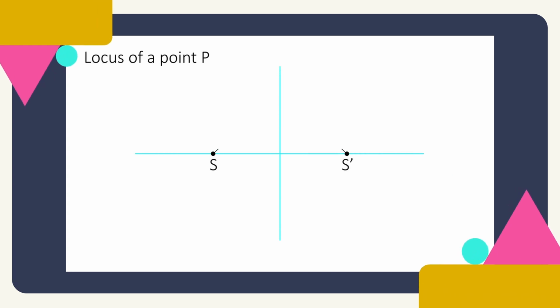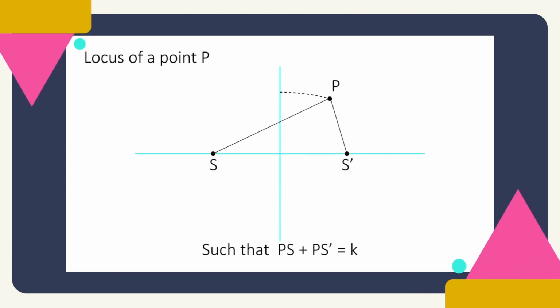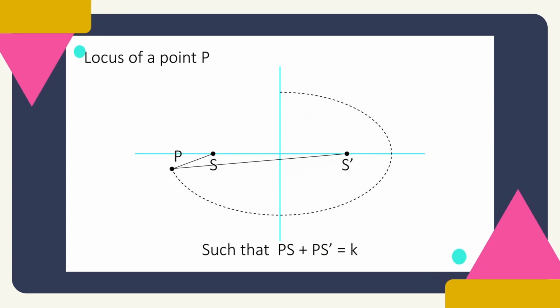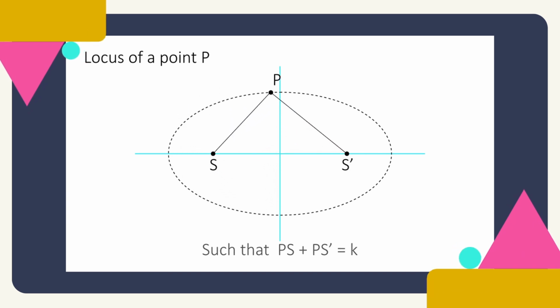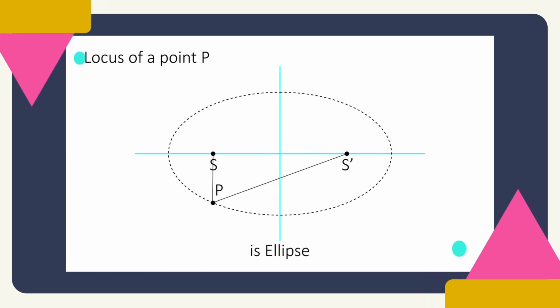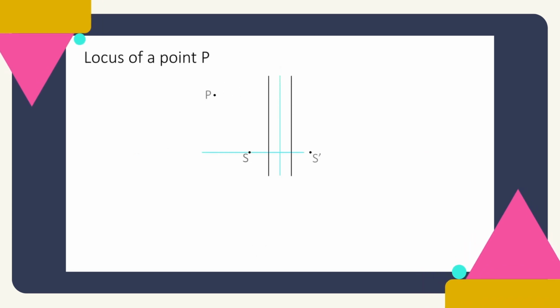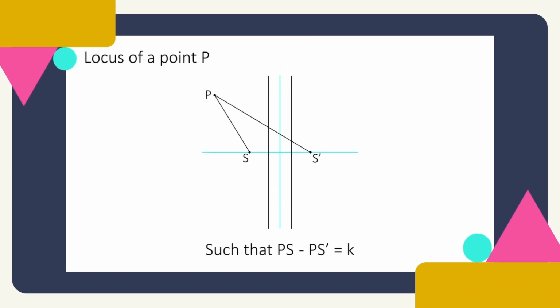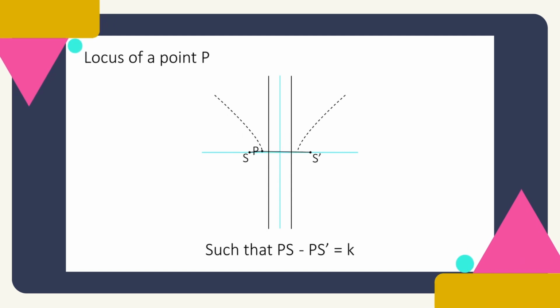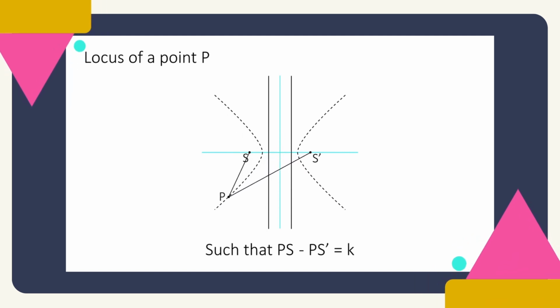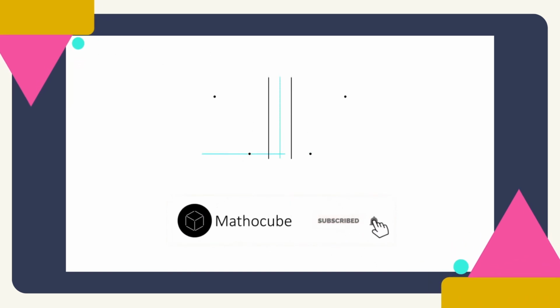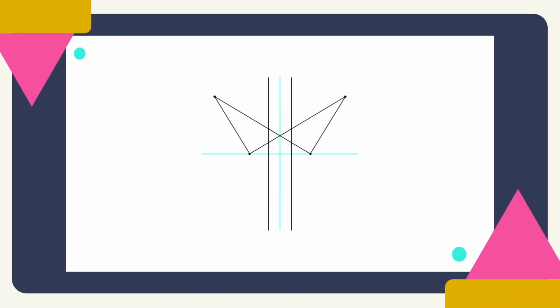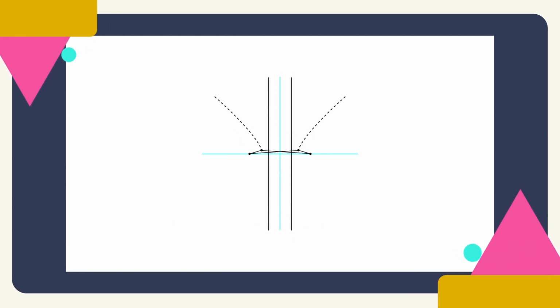And then the locus of point P is such that PS plus PS' equals K. The locus of point P we can see over here is an ellipse. And then the locus of point P such that PS minus PS' equals K is a hyperbola. This is another type of locus of point P that makes a hyperbola.